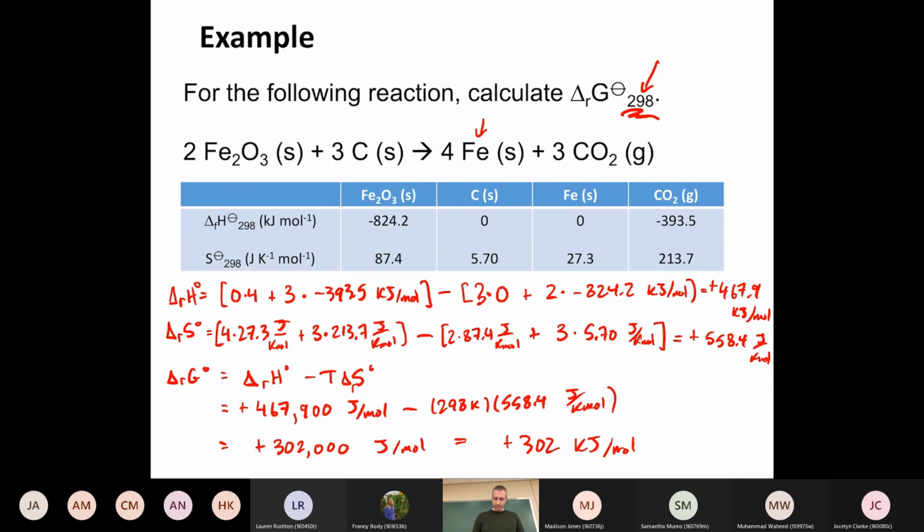This reaction has a positive delta G, though. Does that mean spontaneous or not spontaneous? I mean, not spontaneous, right? But how are they able to make iron using this method?